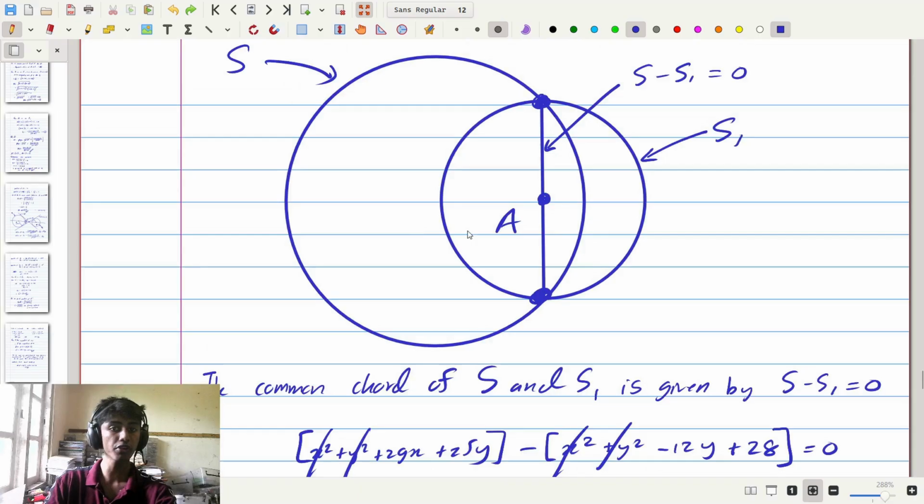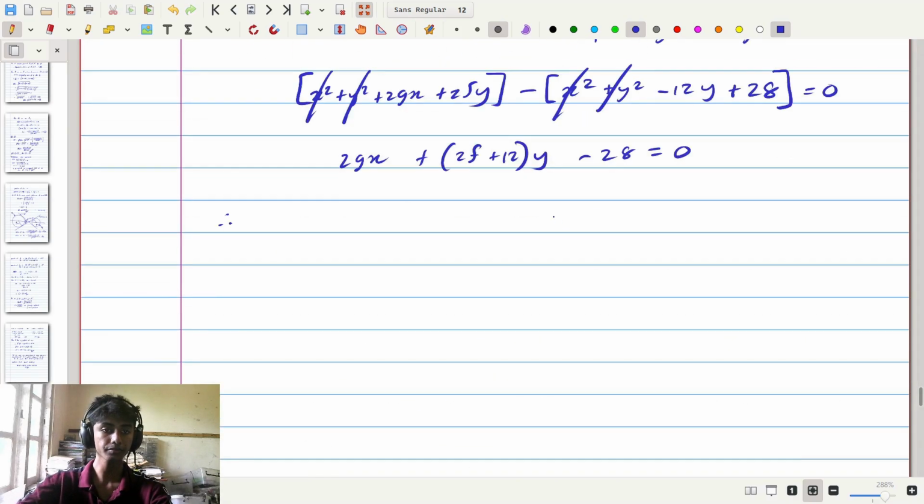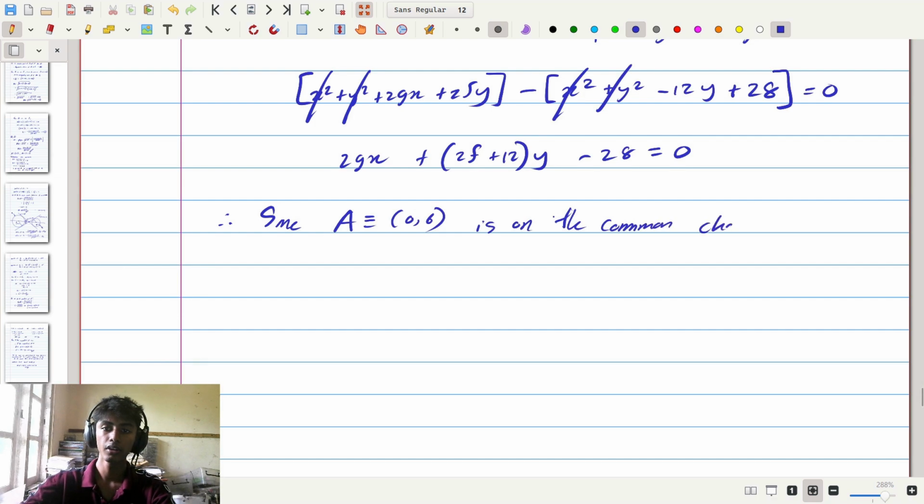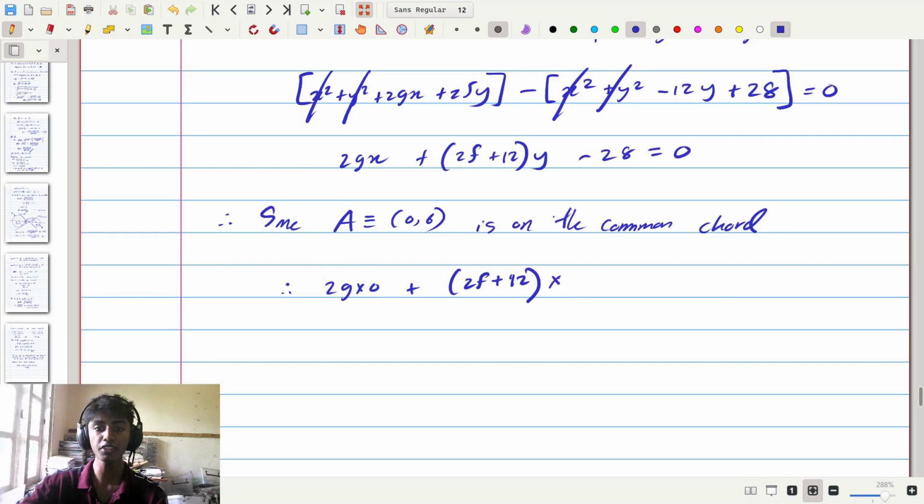Now from our information, what we know is that the point A, which is given by 0, 6, must be on this line. So we can say therefore, since A, which is given by 0, 6, is on the common chord, if we substitute the coordinates of x equals 0 and y equals 6 in this equation, it should be satisfied. And therefore we can say 2g times 0 plus 2f plus 12 times y, which is 6, minus 28 must be equal to 0.